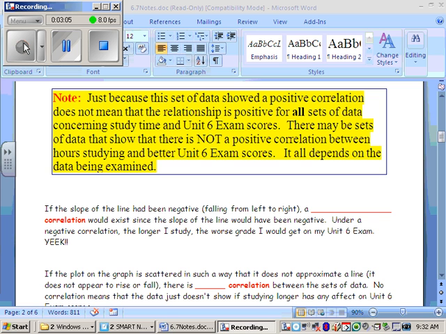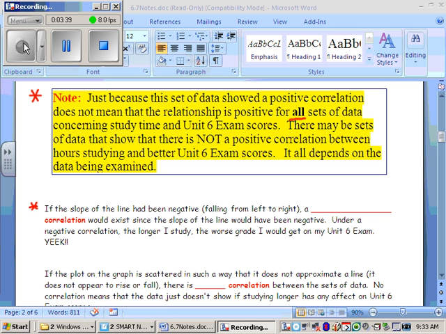In the box that's highlighted in yellow, there's a very important point to note about scatter plots. It says, just because this set of data showed a positive correlation does not mean that the relationship is positive for all sets of data concerning study time and Unit 6 exam scores. There may be sets of data that show that there is not a positive relationship between hours studying and better Unit 6 exam scores. It all depends on the data that's being examined. So this is just something to note.